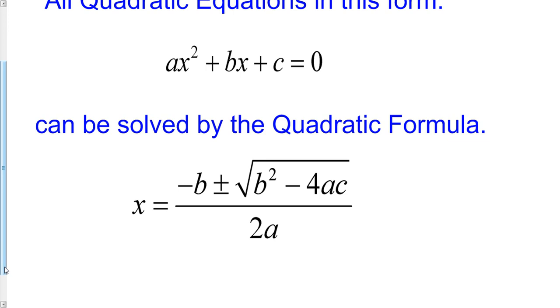But here we have x equal to minus b, or the opposite of the b value, plus or minus the square root of b squared, the b value squared, minus 4 times the a value times the c value. And then all of that, the minus b, the square root, all of that divided by 2 times the a value. And so what we're going to do now is use this quadratic formula to solve a quadratic equation.